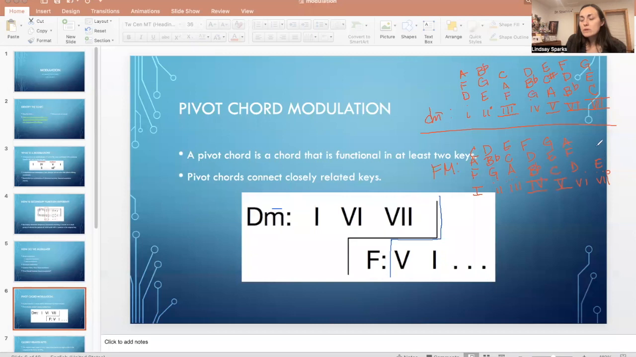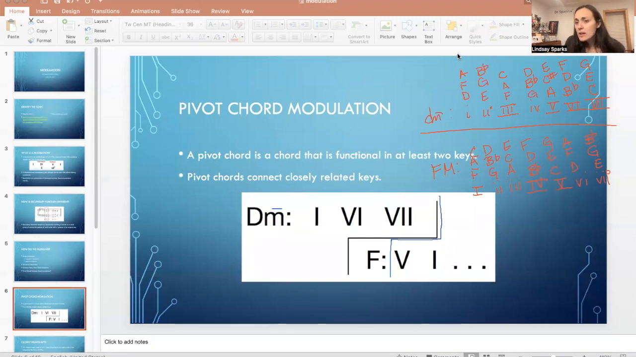Now I know this looks really laborious. It looks like, holy cow, why do we write all this stuff down here? You'll see where I'm going with this in a minute. I think it is going to make things a little bit more clear in terms of determining what potential chords could be pivot chords between these two keys. Because remember, we're looking at chords that function in both keys.